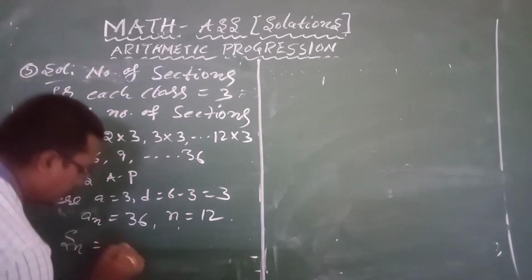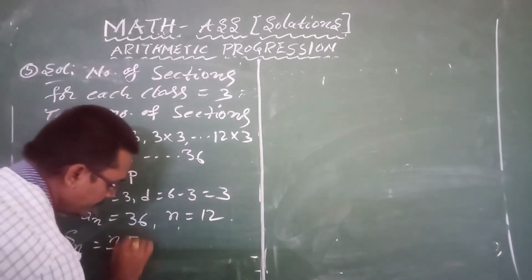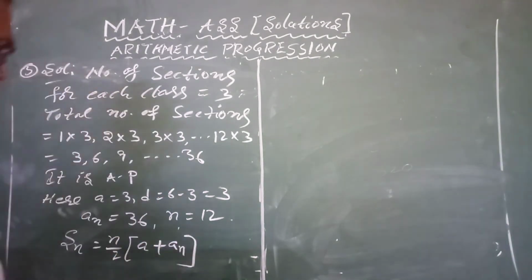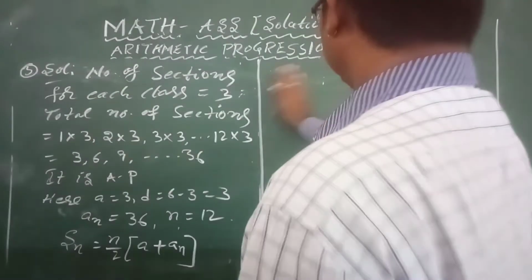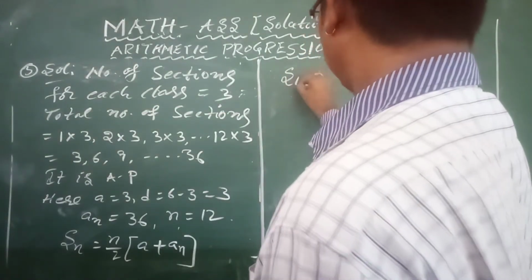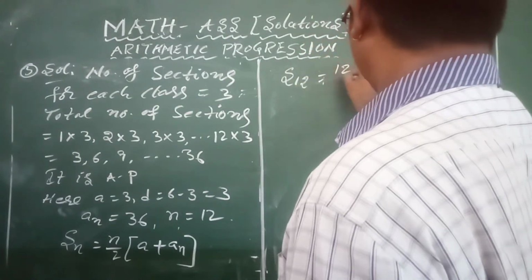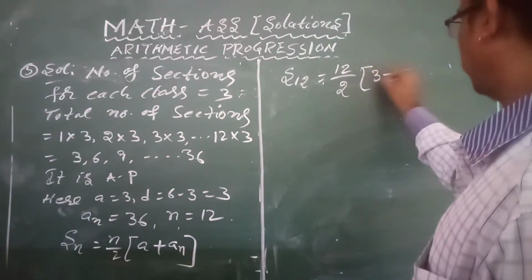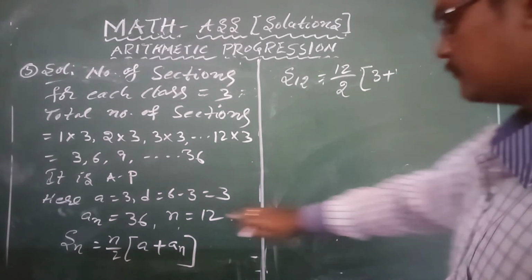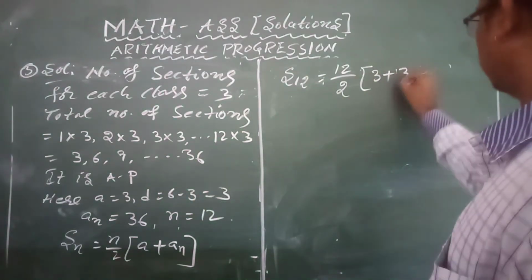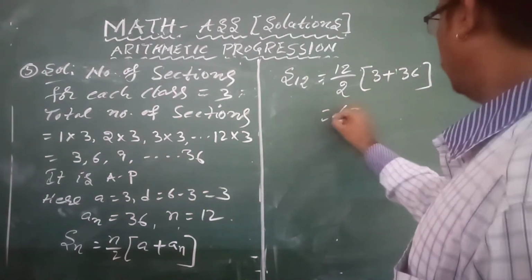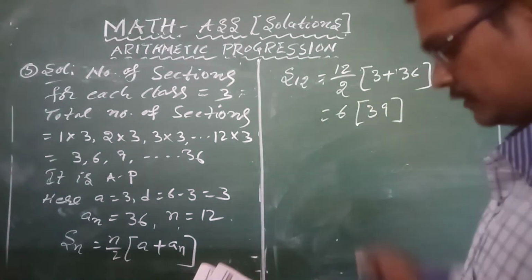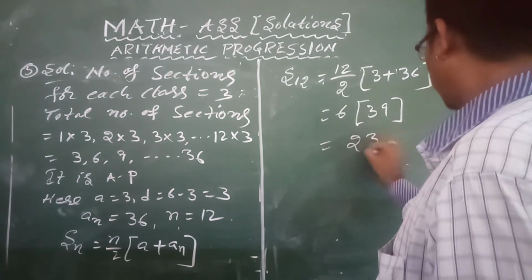You can apply the Sn formula here. Sn is equal to n by 2 of (a plus l), here I am using the a plus l form. Why? Because the last term is given, so you can use this formula. Now S12, 12 classes there: 12 by 2 of (a plus l). A is equal to 3 plus An, An is equal to 36. 6 of (3 plus 36), 39. 6 of 39, multiply, you will get 234.